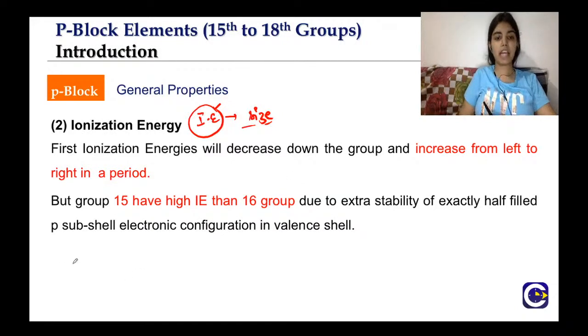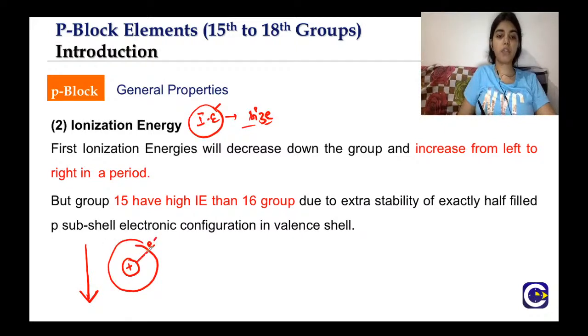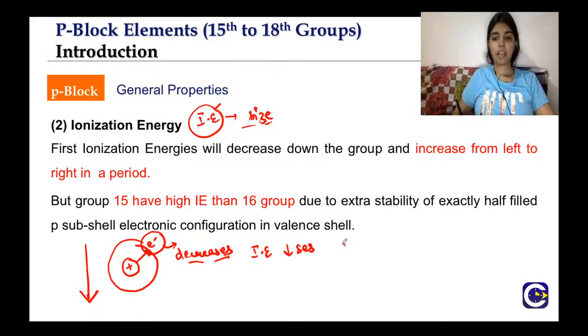So if there is a greater size of the atom, that means the outer electron is offered less nuclear charge by the nucleus, and therefore it is easier to remove the outer electron as the size increases, right? We know that down the group size increases. As the size increases, the charge offered by the nucleus to the outer electron decreases, and therefore we are able to remove that electron easily, or we only require a small amount of energy to remove that outer electron. Therefore ionization energy decreases down the group.